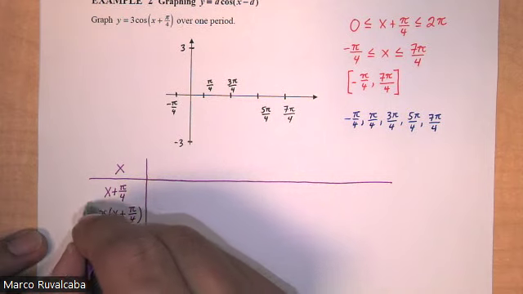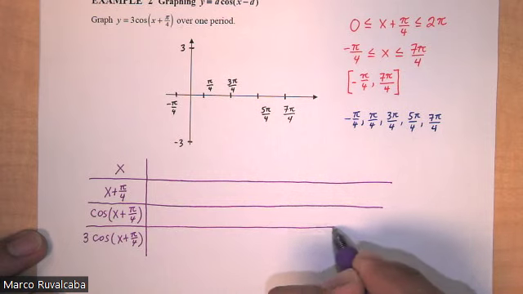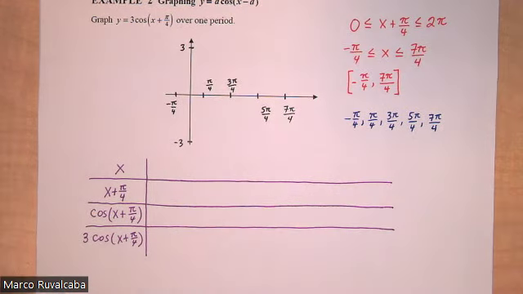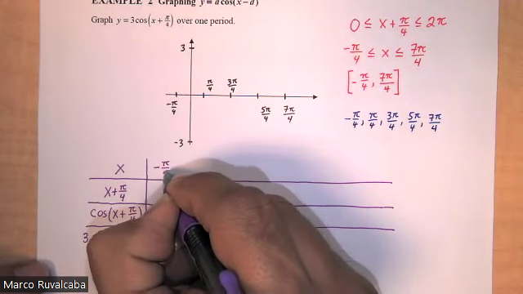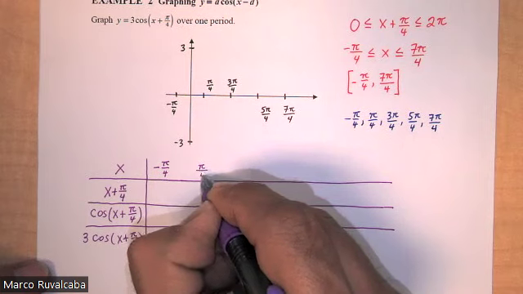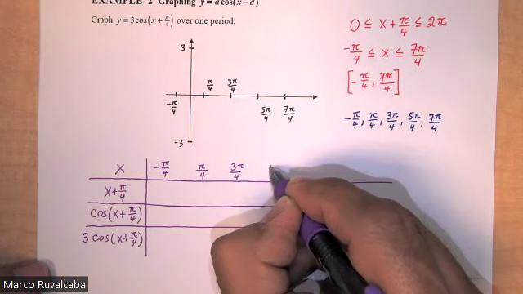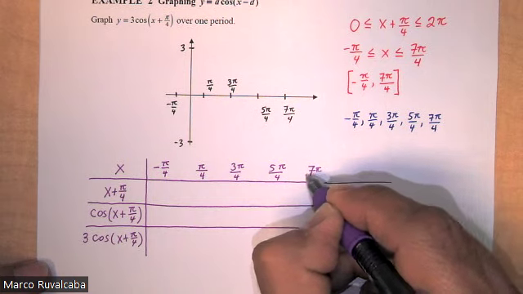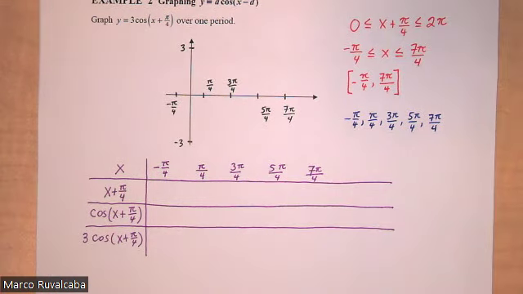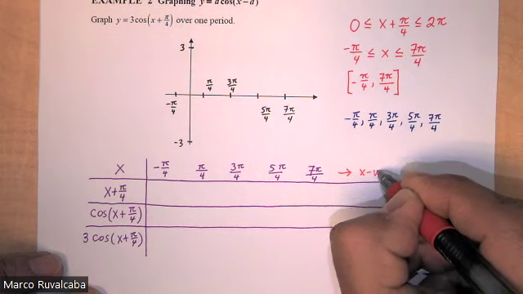And so, let me continue making my table. I may have made this too long here, but that's okay. It's better than too short. And so my values are negative pi fourths, and then pi fourths, 3 pi fourths, 5 pi fourths, and 7 pi fourths. So it ended up being a bit too long. That's okay. So these are the x values that I'm going to use when I plot. Okay, these are the x values.